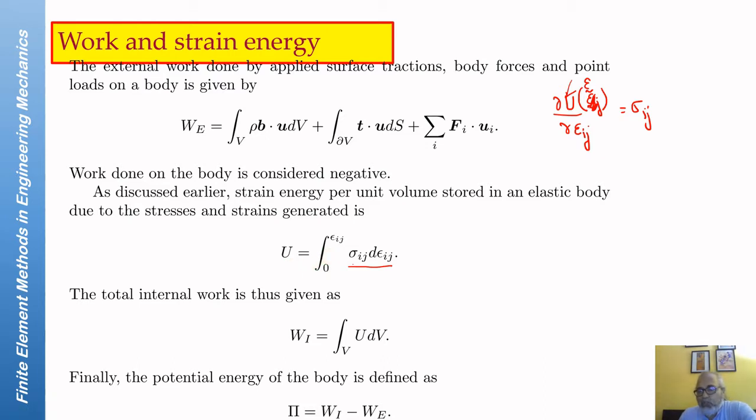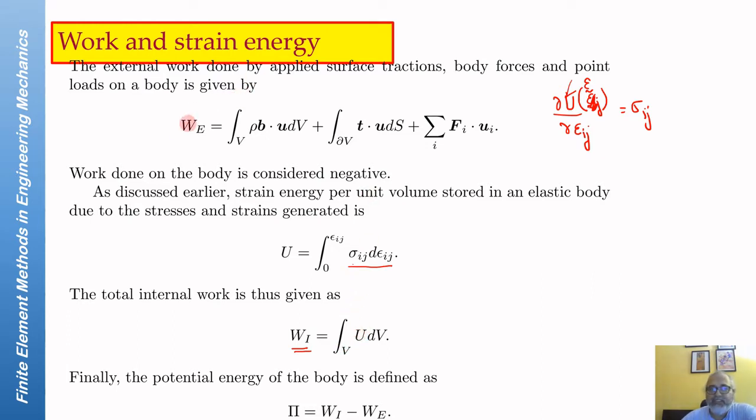Now, this has units of energy per unit volume. So the total energy is the energy that is stored due to the stresses and strains being developed in the deforming body, due to the applied forces and displacements. This is the internal energy, and it is per unit volume, so to get the total internal energy, you have to integrate it over the volume of the body.